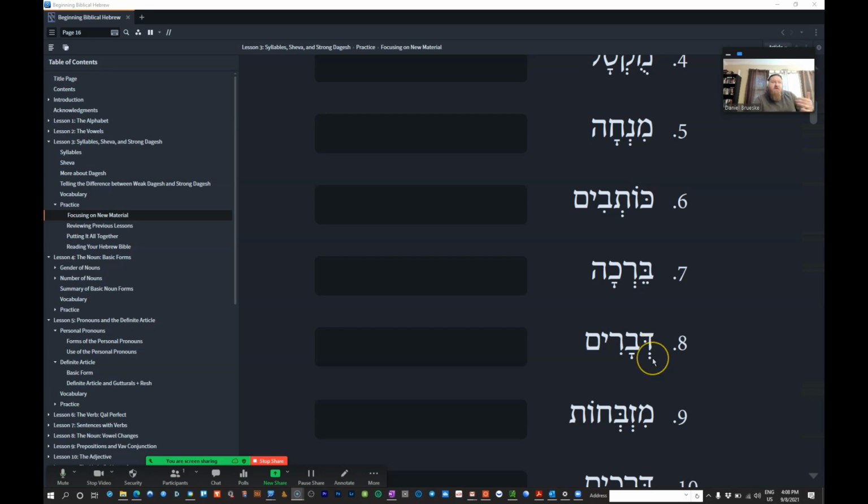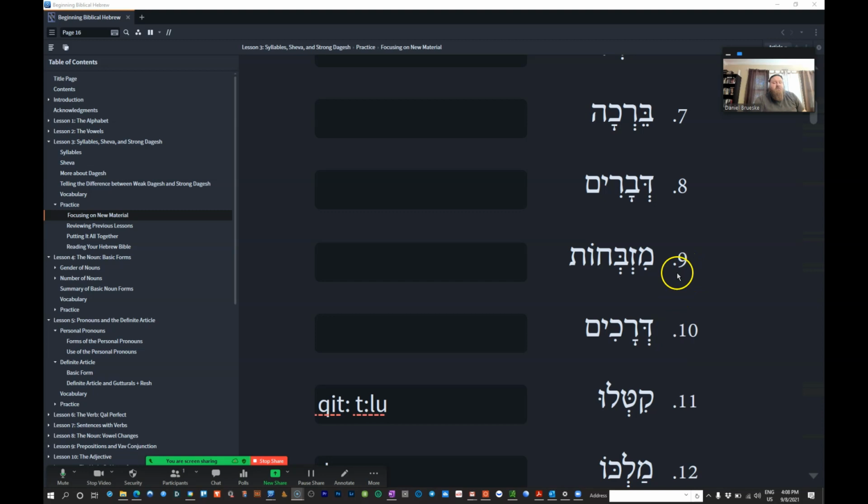Now, you could learn a separate rule that says an initial Shava is always vocal, and that's fine. It's an easy rule to remember. But it is another rule to remember. And I just want to show you that this short is silent rule actually covers a lot more than you might realize. Same thing applies to number 9.